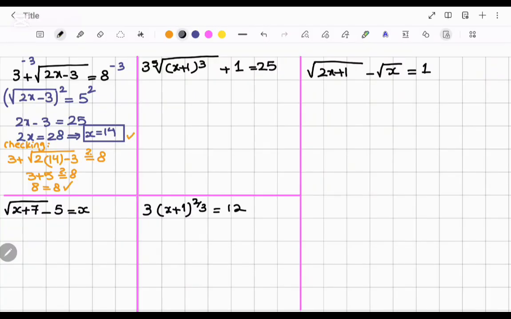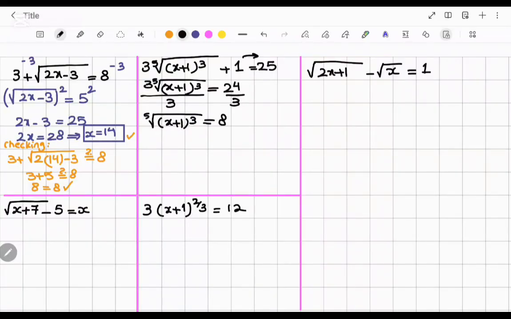So I'm going to go with this one now. Over here, what I need to do again is isolate the radical. Do I care about what the index is? No, it doesn't make any changes. It's only the power that I would raise both parts to. So I'm going to move 1 to the other side, or subtract 1 from both sides. So it's going to be 3 times the radical of x plus 1 to the power of 3 is equal to 24. Then I would divide both parts by 3 because 3 is multiplying it. So I'm going to have the radical of x plus 1 to the power of 3 is equal to 8.